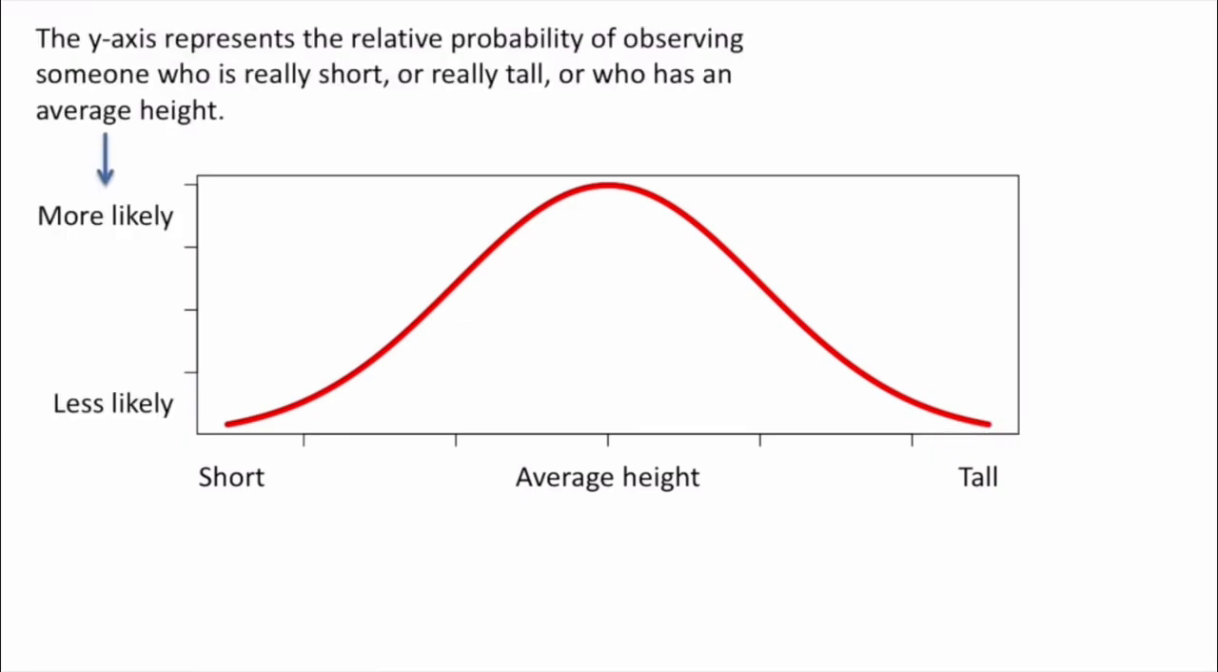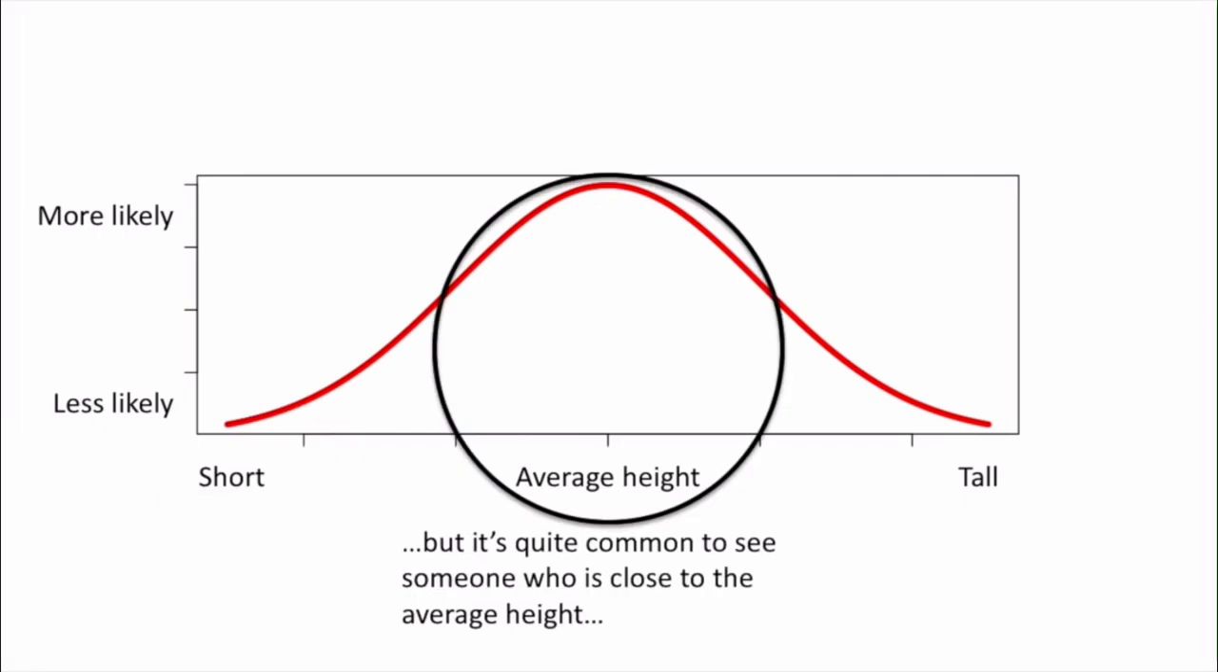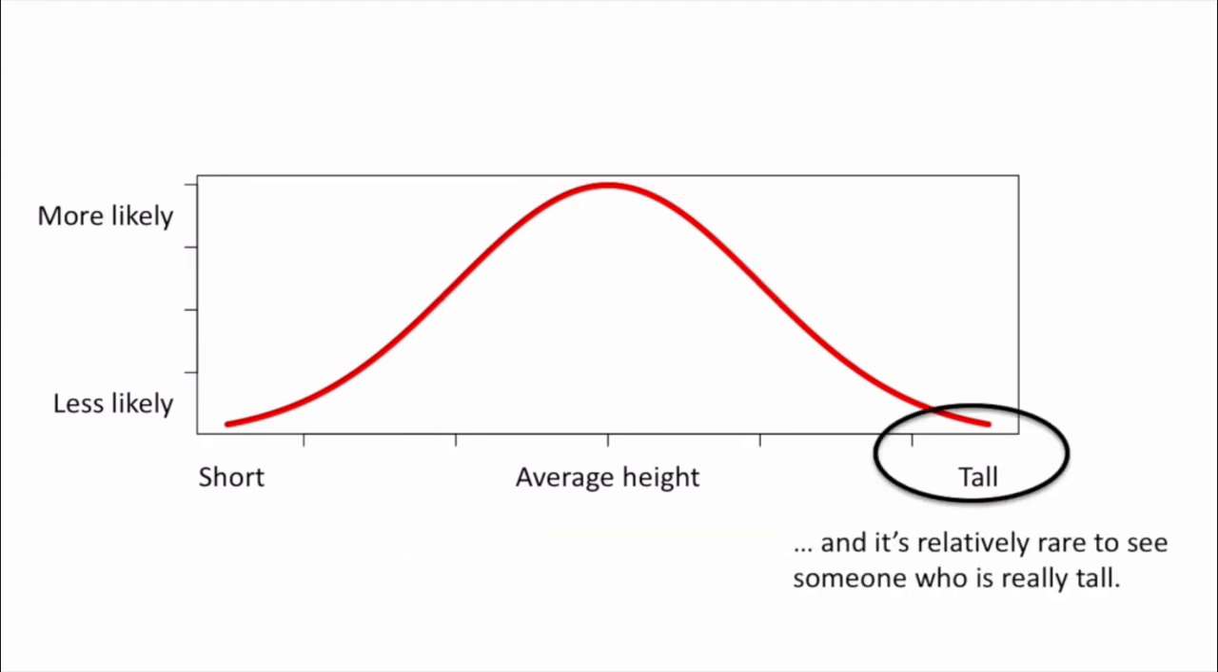The y-axis represents the relative probability of observing someone who is really short, or really tall, or who has an average height. For example, it's relatively rare to see someone who is super short, so the bell-shaped curve is relatively low in this part of the graph. But it's quite common to see someone who is close to the average height, so the bell-shaped curve is very tall in this region. And it's relatively rare to see someone who is really tall, so again the bell-shaped curve is relatively low in this region.